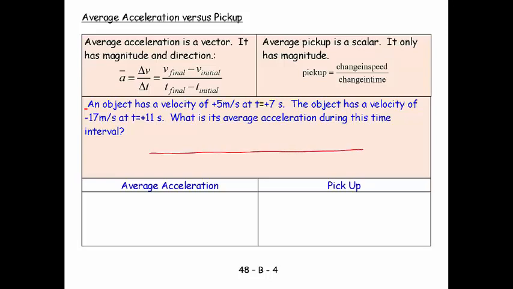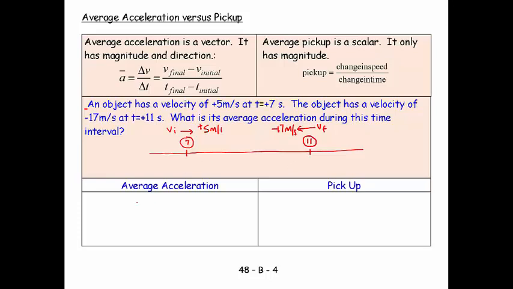It only has magnitude. It's the change in speed divided by the change in time. So let's imagine our number line again. I say an object has a velocity of plus 5 at t equals 7. I don't give you a position. Sometimes I will, but in this case I haven't. So just pick a point and say, okay, this is 7 seconds. And that's my v initial, plus 5 meters per second. And then the object has a velocity of minus 17 meters per second at t equals 11 seconds, and that's my v final.